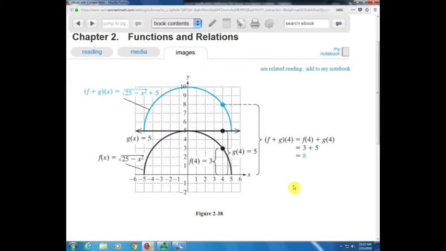Questions on that? Just adding two functions together. Just literally adding them and simplifying, and you can also evaluate them at a particular number. Anybody lost on that? You can also put this in your calculator and look at the table. All right.